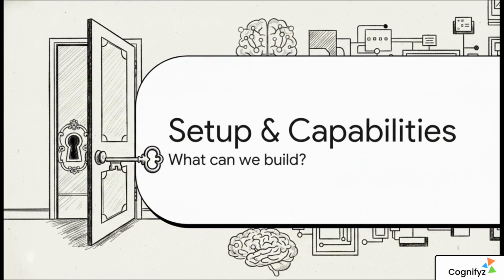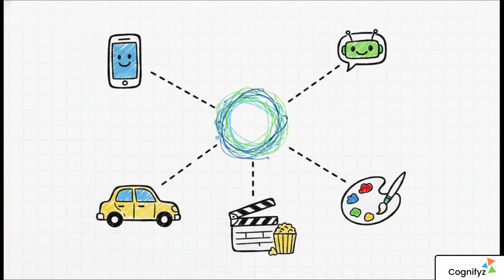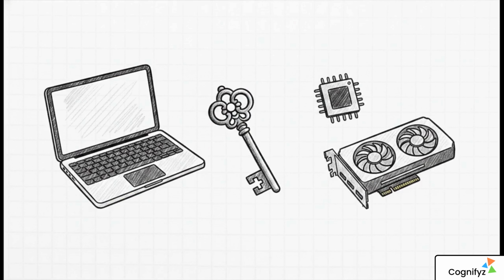Moving right along to Section 2, setup and capabilities. Honestly, the sheer variety of what you can build in this workshop is mind-blowing. PyTorch is just so incredibly flexible. It's used to build image recognition systems, like the facial ID on your smartphone. It powers the natural language processing behind modern chatbots. It's huge in computer vision for self-driving cars. It runs generative AI that makes those stunning pieces of digital art. And it even powers the recommendation systems that mysteriously know exactly what movie you want to watch next. It is literally everywhere.